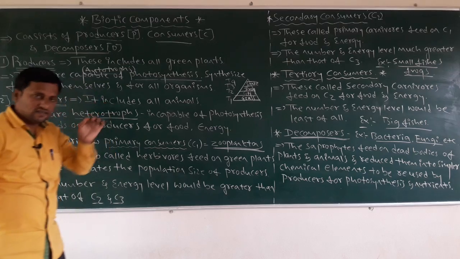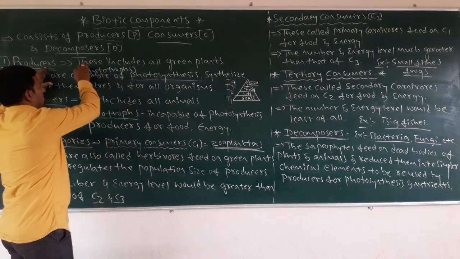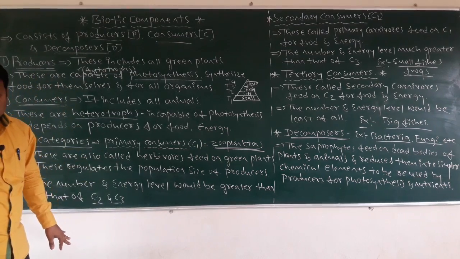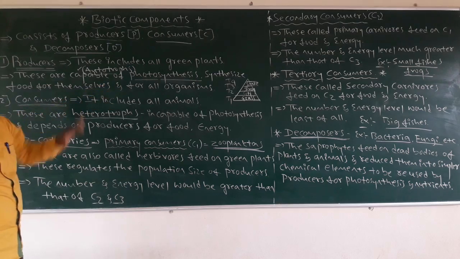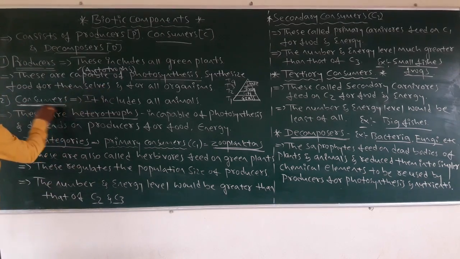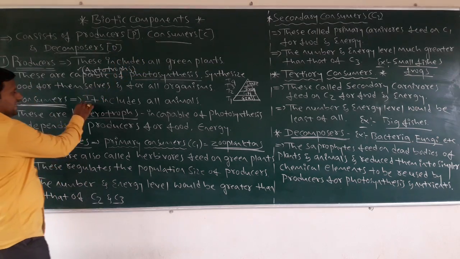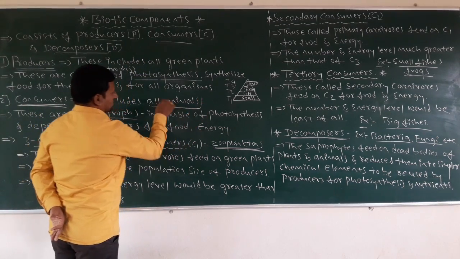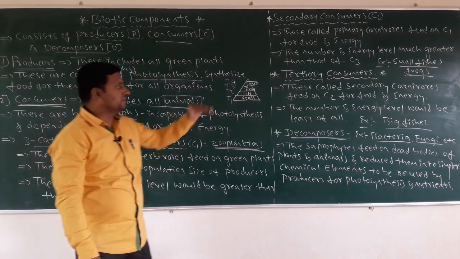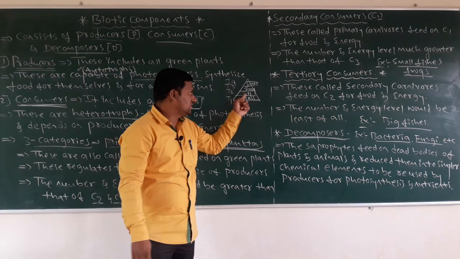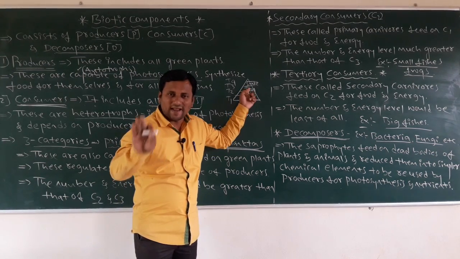Like this is another important concept. What is that? Producers. The producers are mainly autotrophs. Then comes the second point: food for themselves and for all organisms. Then comes the second one, that is consumers. Consumers, see, include all animals. Almost all types of animals which come in the second trophic level become animals. In the first level there is only the presence of plants.